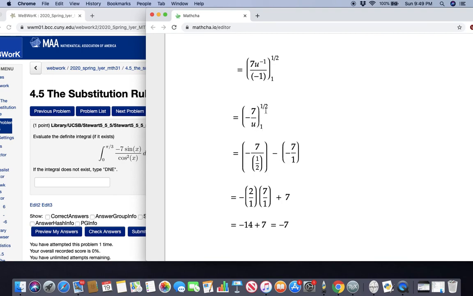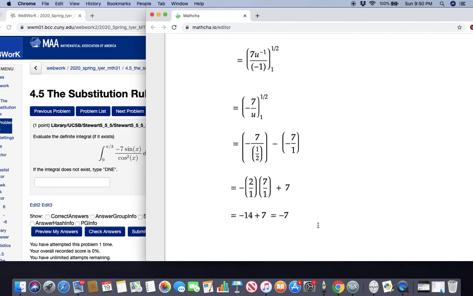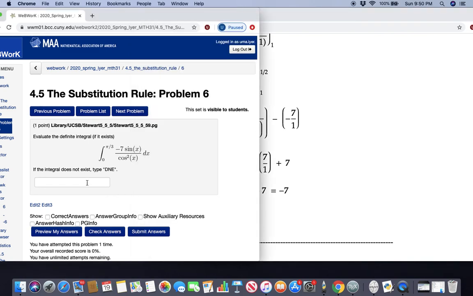Wherever you see u, place half. Wherever you see u, place 1. Then you take the difference. Notice the negative; keep track of the signs. Division by a fraction is multiplication by the reciprocal. So the first term is negative 2 over 1 times 7 over 1. The second term has a negative inside and a negative outside, so that's a positive 7. Negative 14 plus 7 is negative 7. So this is negative 7.